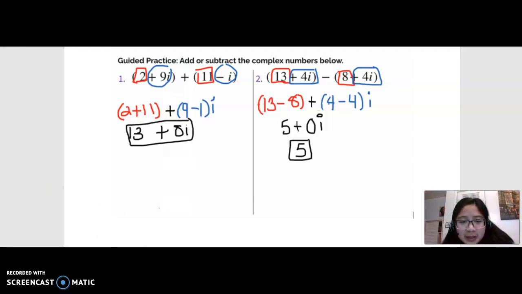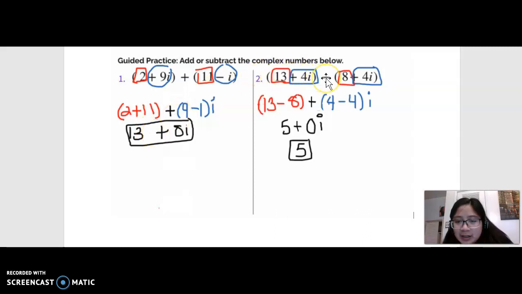Okay, so this is what we were doing yesterday when we were adding and subtracting complex numbers. So it's just like terms, combining like terms. You just want to separate the real parts from the imaginary parts, and then you're going to combine them.